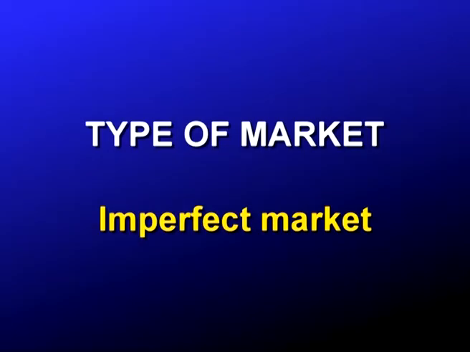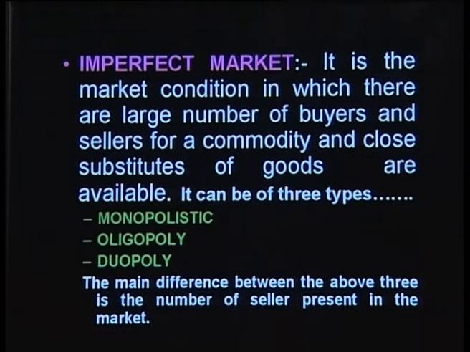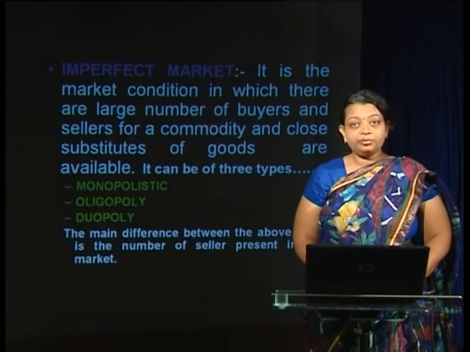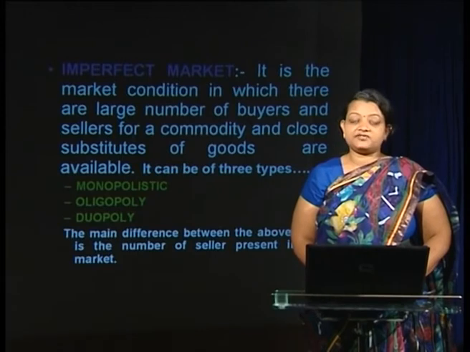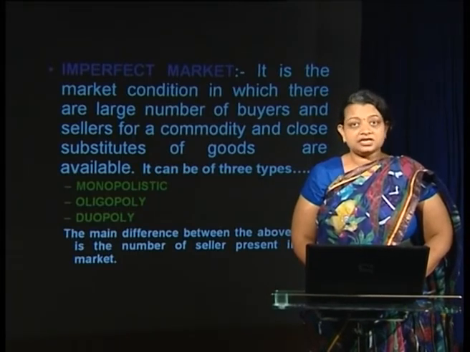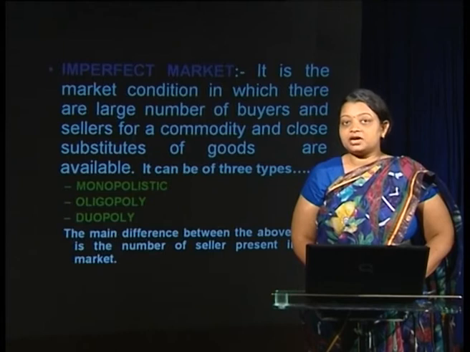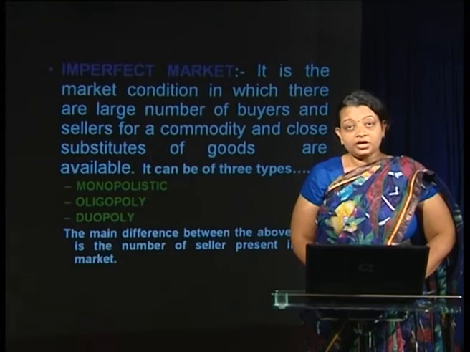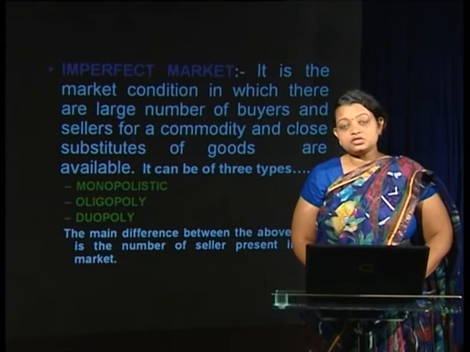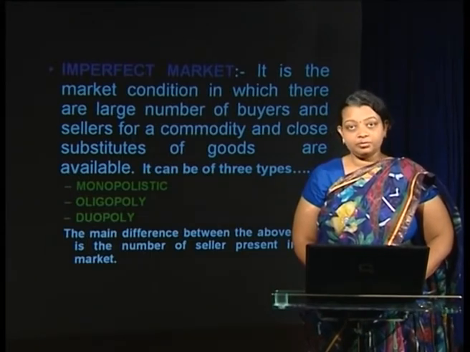Imperfect market is that market in which there are large number of buyers and sellers for a commodity and close substitutes of goods are available. In other words, we can say that imperfect market includes the characteristics of perfect market as well as monopoly market. Just like perfect market, imperfect market also has large number of sellers, and like monopoly, it does not have perfect substitutes, but close substitutes are available in the market.